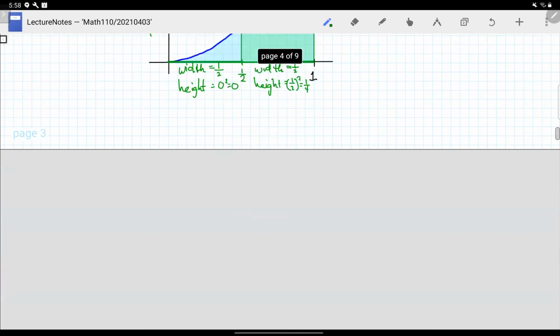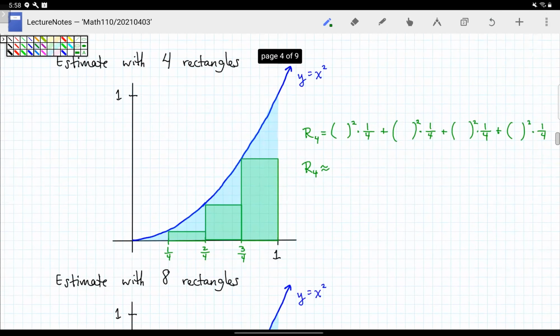Okay, now with 4 rectangles, I have started to fill it in. With 4 rectangles, I'm using the left endpoint of each subinterval. The width of each rectangle is 1/4. So you see those here. Those are the widths of each of the rectangles.